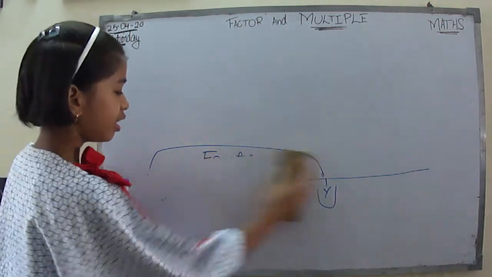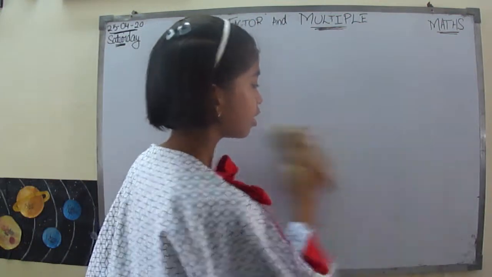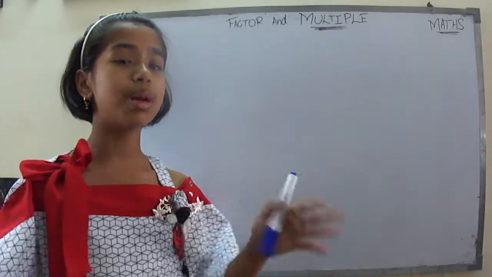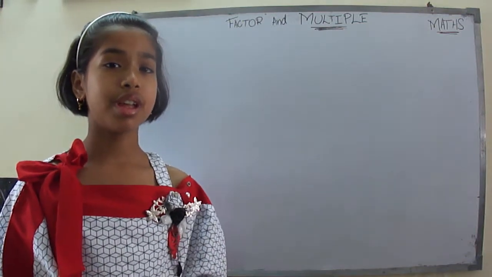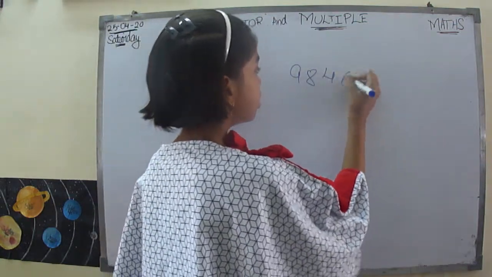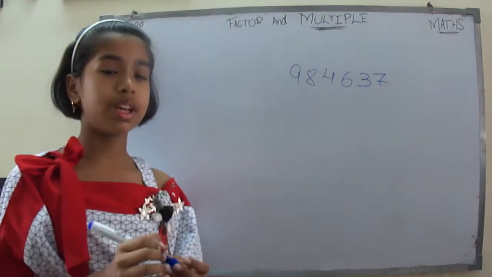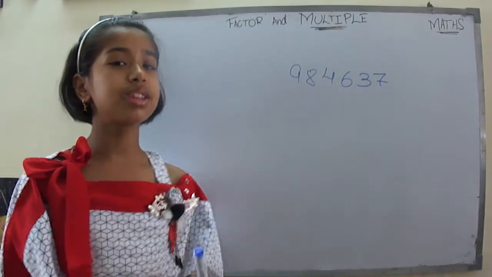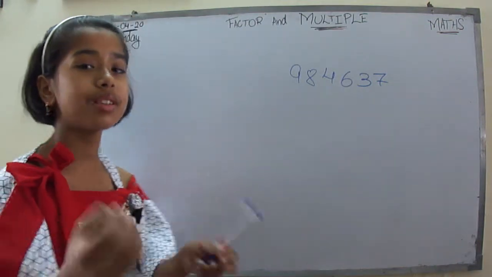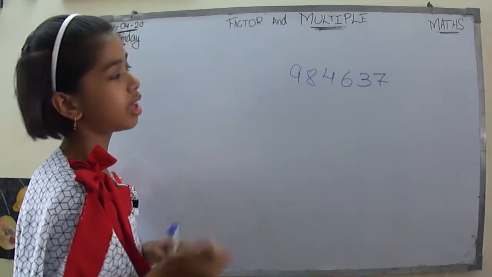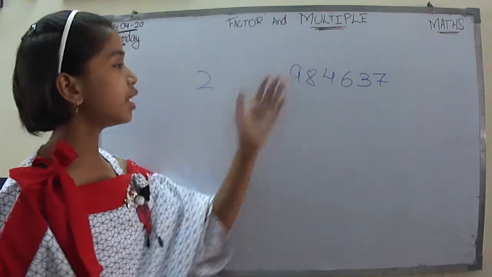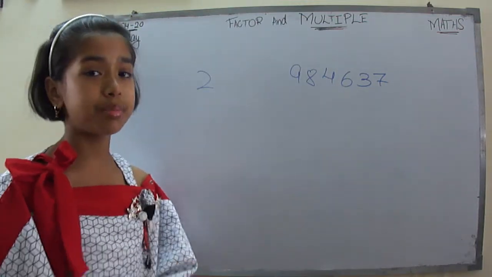So let's take more problems here. Take that I have given you a bigger number. Here I have given you 984637. If I ask you whether this number is divisible by 2, or 3, if I give you a particular number, take 2 for example, is this number divisible by 2?